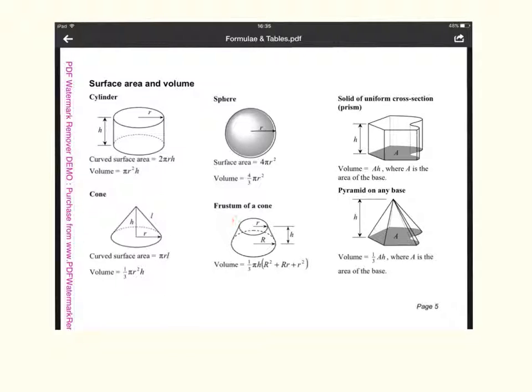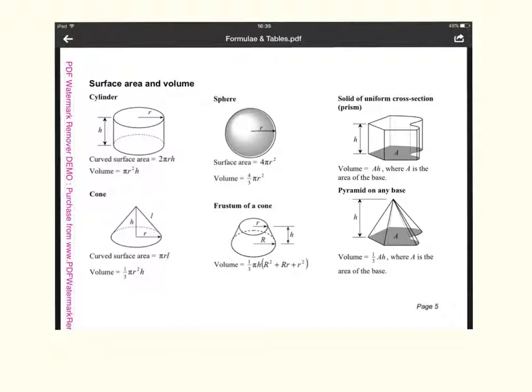A frustum of a cone, that's the lower part of a cone. You can use that formula there, but normally on a question like that we might be given a cone and we pretty much find the volume of the whole cone and then take away the little bit that's taken up on top. Or you can use this formula here. Okay, same thing. These two over here then, don't worry about them.